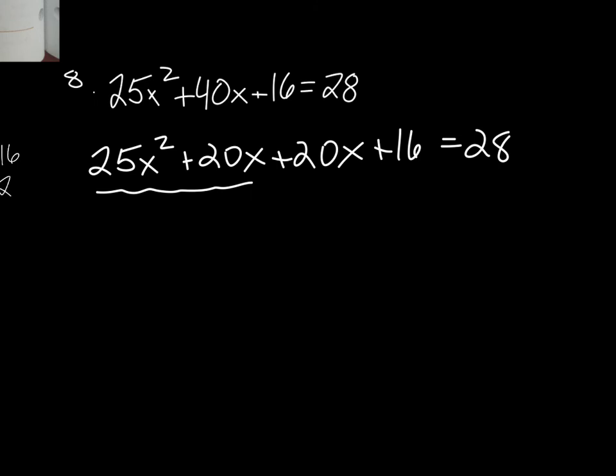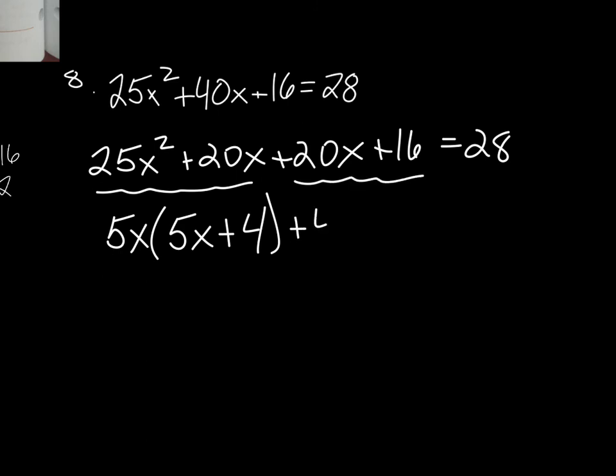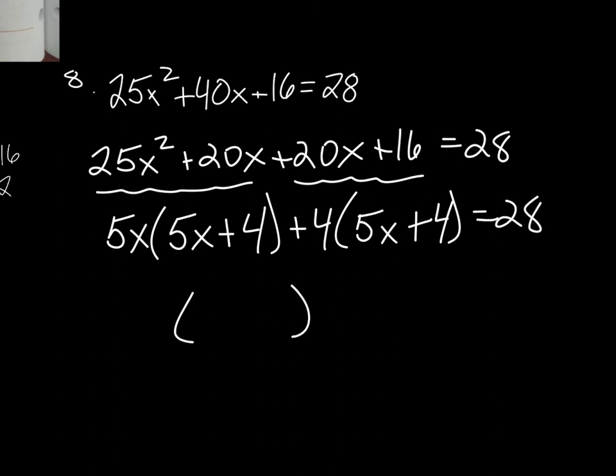What comes out of that? 5x. What's left over? 5x and 4. What comes out of the next group? 4. What's left over? 5x plus 4. So 5x plus 4 squared equals 28.